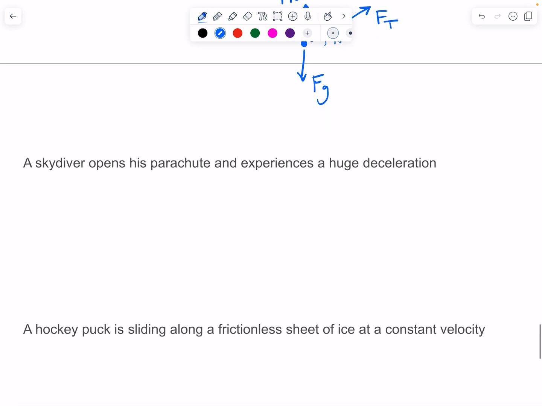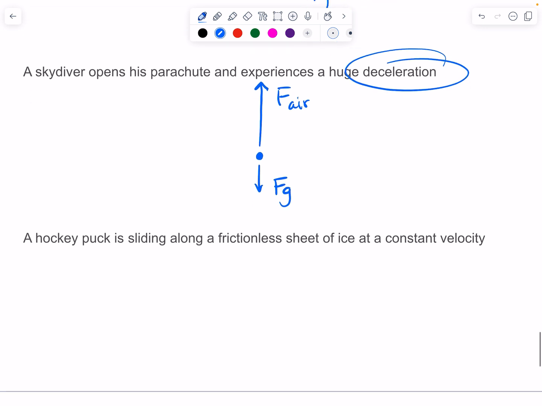A skydiver opens his parachute and experiences a huge deceleration. Well, I know force of gravity, it's always acting straight down. And if he's opening his parachute and decelerates, that means there's going to be some air resistance that is in the direction opposite motion. So if he's falling down, air resistance is directed up. And that arrow must be longer because he is decelerating.